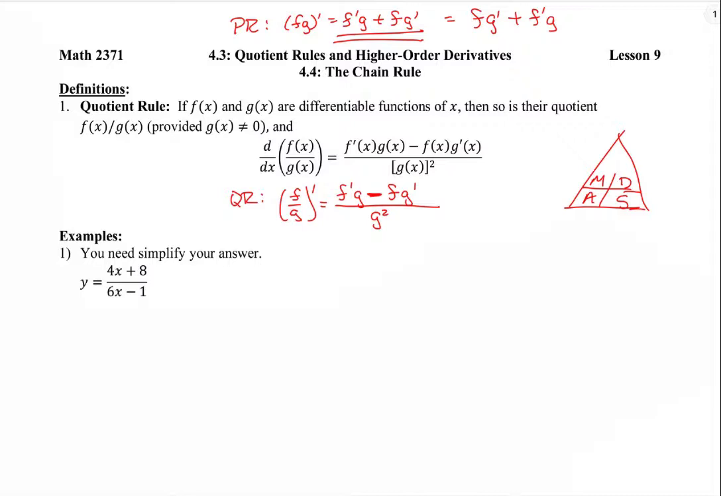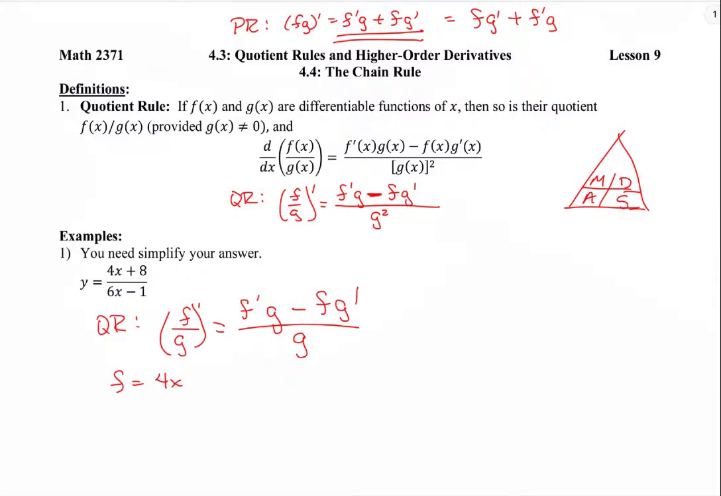So for this one, I want to simplify my answer. I'm going to find y prime using the quotient rule. And again, I will always state the quotient rule so that you learn it by the end of the examples. So it's f prime g minus f g prime over g squared, where f is 4x plus 8, so f prime is 4, and g is 6x minus 1, where g prime is 6.